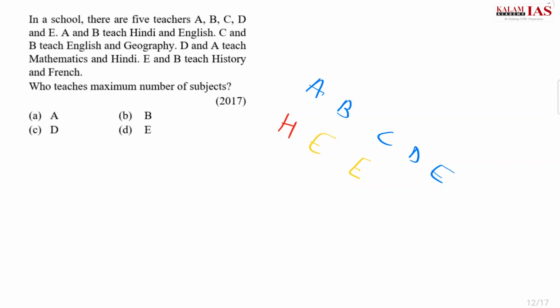A teaches Hindi, B teaches English. C and B teach English and geography. C teaches English, B also teaches geography. D and A teach maths and Hindi. D teaches maths. A teaches Hindi. E and B teach history and French. E teaches history, and B is teaching French also. So all other teachers are teaching one subject, but B is teaching 3 subjects.